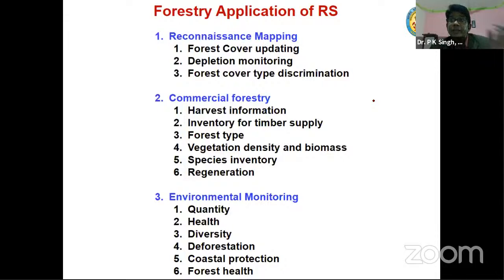Nowadays, the LIDAR technique is very helpful in biomass calculation. LIDAR is an active sensor in which laser beams are used. So that is also a very good technique for biomass mapping. Species inventory. Here, if you want to differentiate different species, then you'll have to use different types of hyperspectral data. Sometimes multispectral is also used, but it may not be as accurate as hyperspectral data. Tree generation of forest. Then environmental monitoring: quantity, health, diversity, deforestation, coastal protection, forest health, these things come under environmental monitoring. So all these things can be done using this remote sensing data.